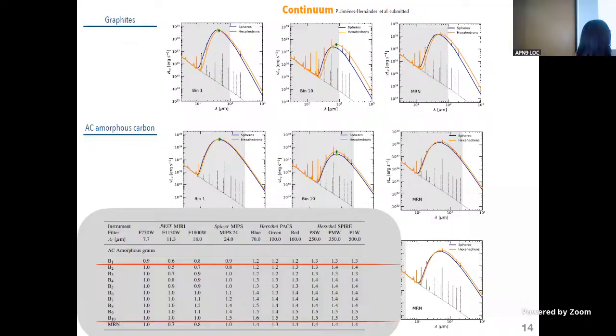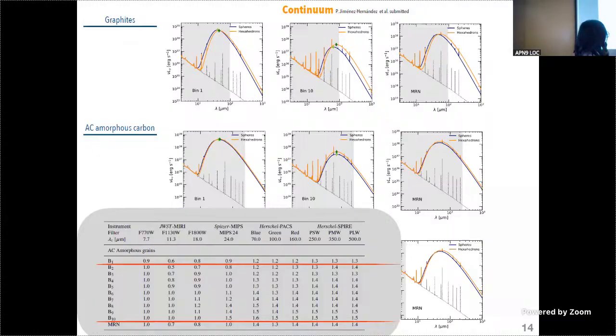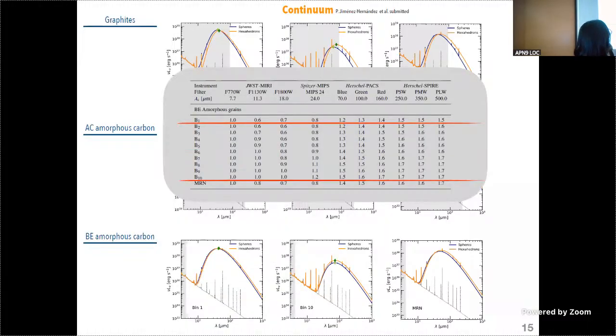This is the case for amorphous carbon. Also, we have differences here, but also at the small wavelengths. And we also present here the case of PAH amorphous carbon.